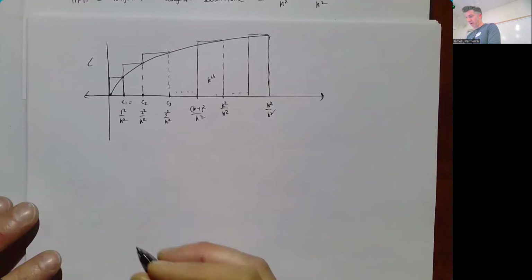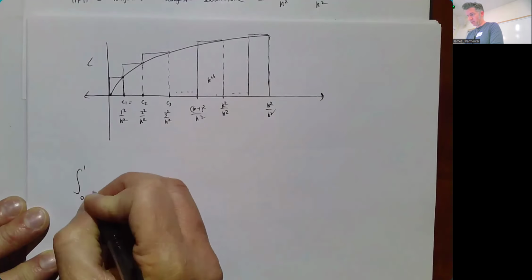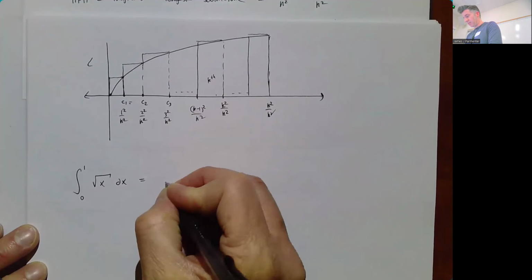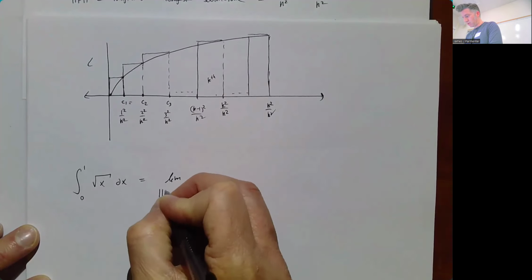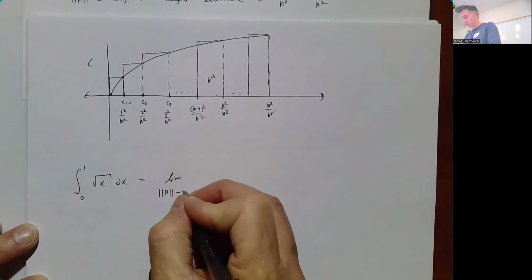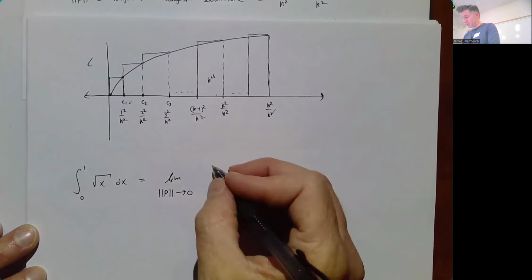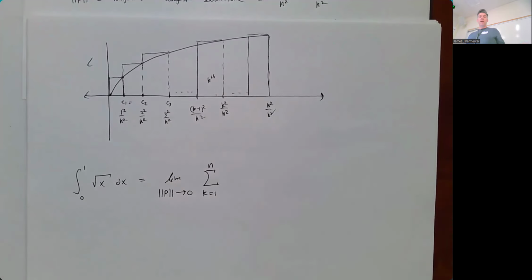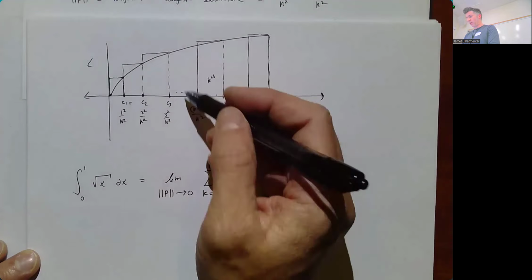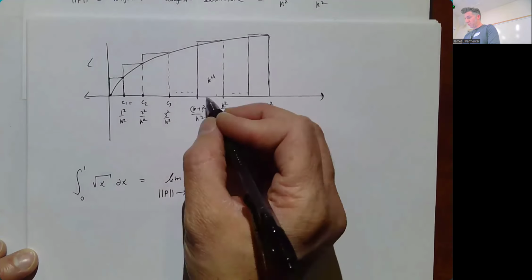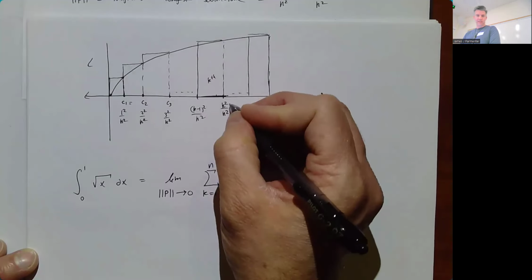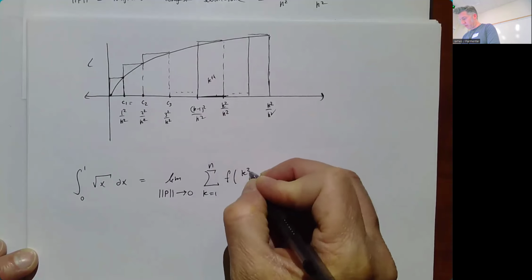So let's go ahead and find the area, the integral from 0 to 1 of the square root of x, by writing this as the limit as the norm of our partition gets smaller and smaller and smaller. And then it's going to be the sum from k equals 1 to n of the usual kind of thing. My base times my height. And let's just do it for the kth rectangle here. So for the kth rectangle, my height is going to be f of k squared over n squared.